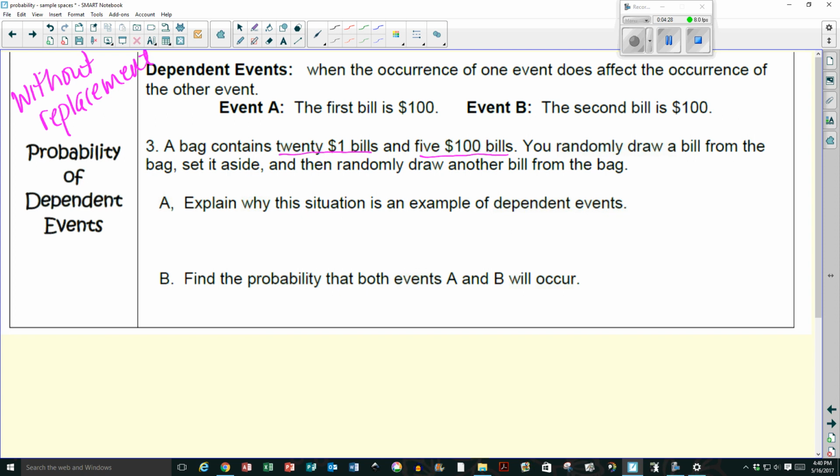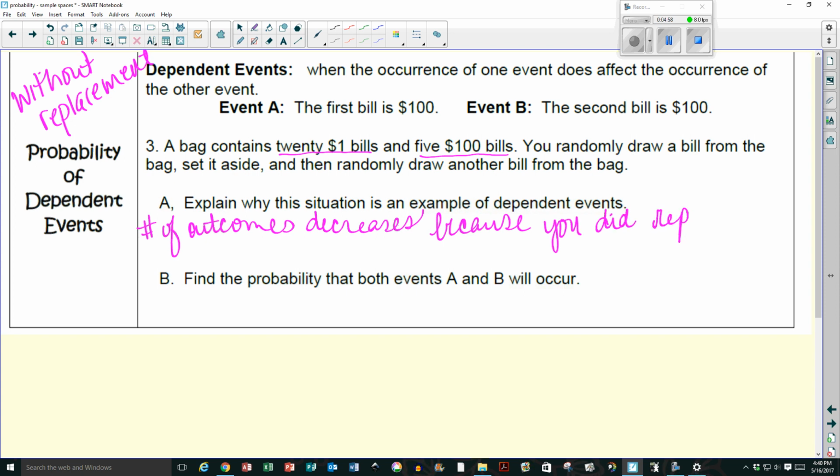So the number of outcomes for the second event decreases because you did not replace the bill after the first drawing.